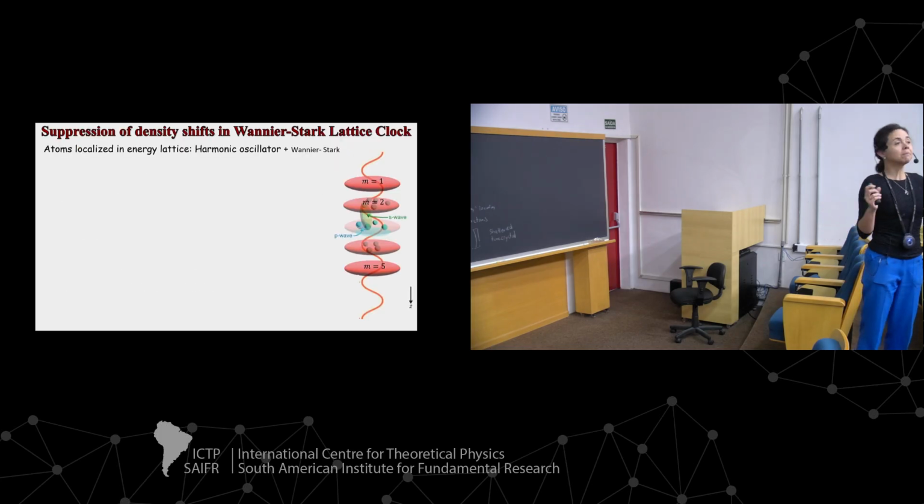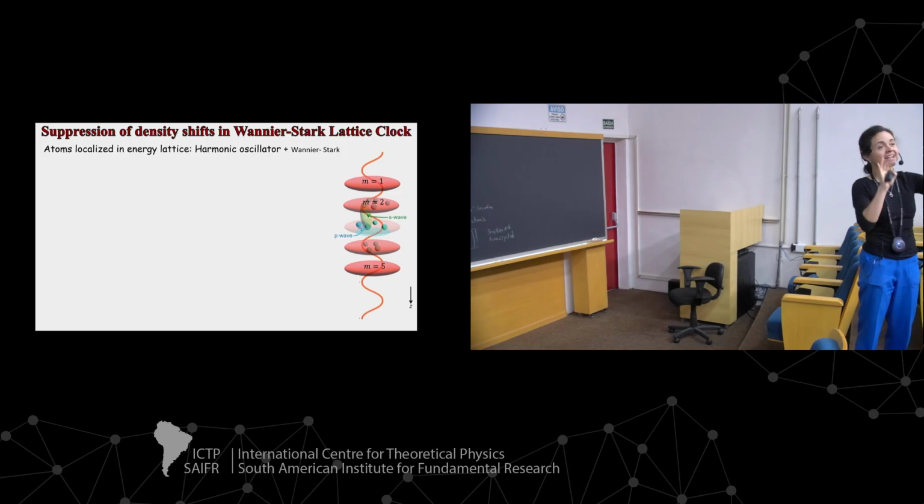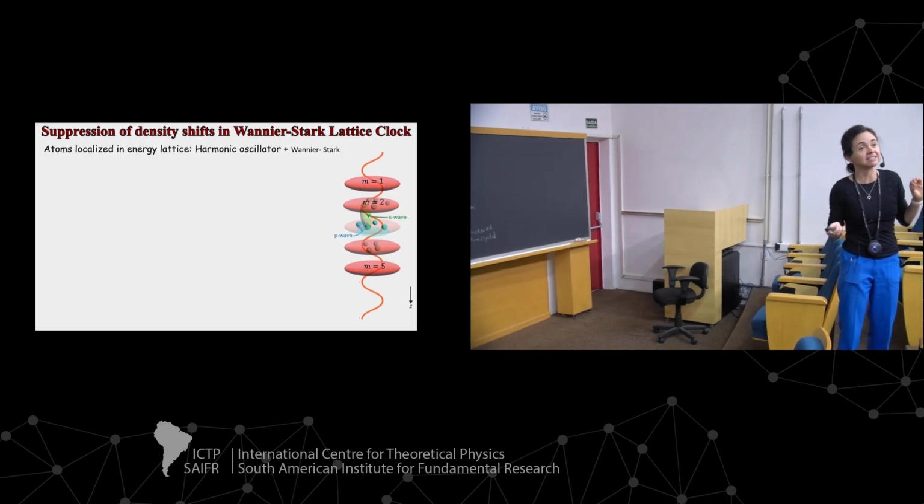So I'm going to repeat the same exercise that we did when we were having particles in a harmonic oscillator. Remember, we were saying particles are going to occupy these different harmonic oscillator levels, yes? But now, instead of harmonic oscillator levels, we are going to occupy the eigenstates of the lattice plus tilt potential. That is, we are going to occupy Wannier-Stark states. This is going to be our lattice sites. Atoms are going to be in the Wannier-Stark states.